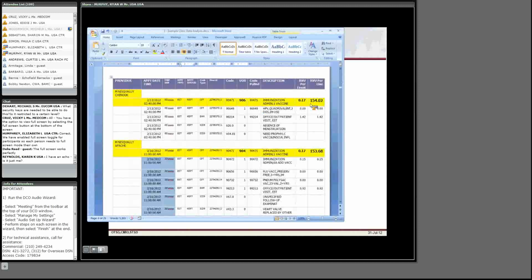What they ended up doing was they entered the code, this 90471, for an immunization. And I believe, based on the next code that they entered, this 906, they entered a unit of service of 906. So this poor kid got 906 immunizations on one day, and then this kid got 904 immunizations on one day. That's not going to happen. So we told them about that and asked them to have their coder go in and fix those 2 appointments.